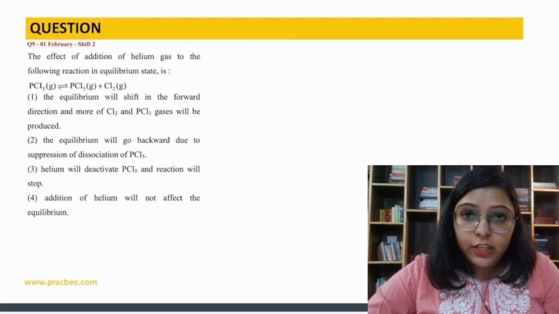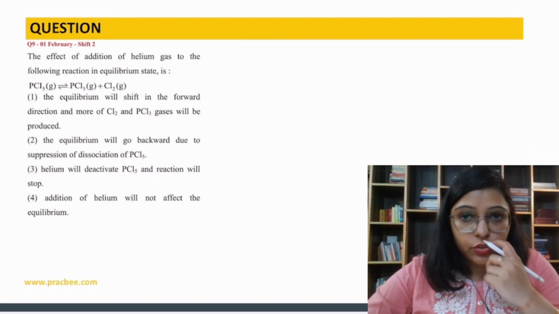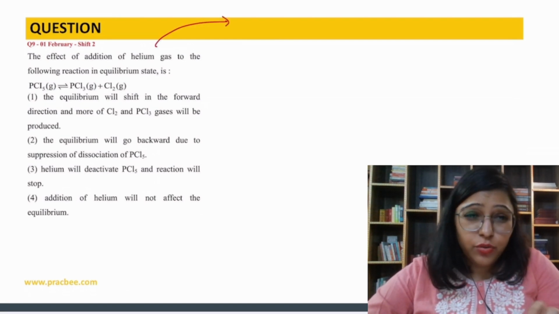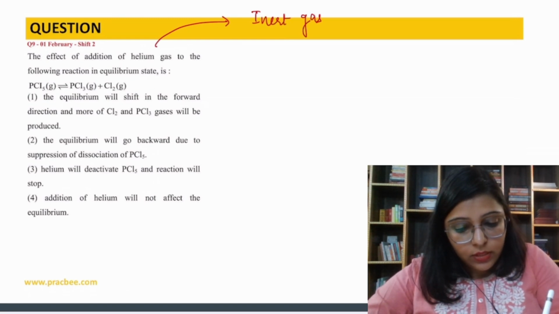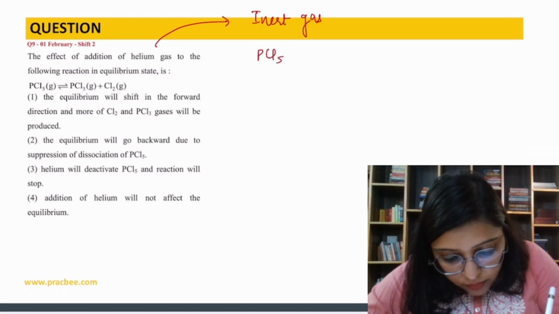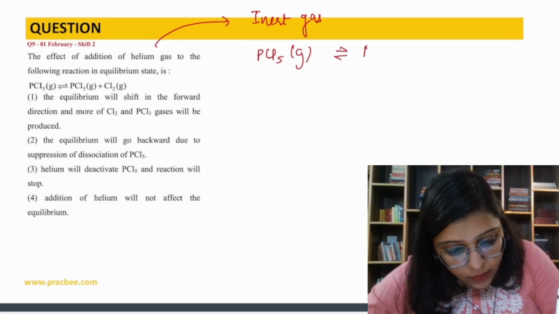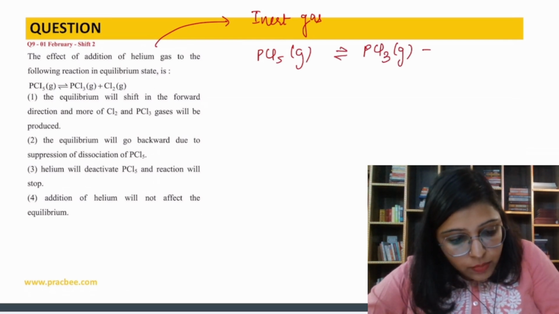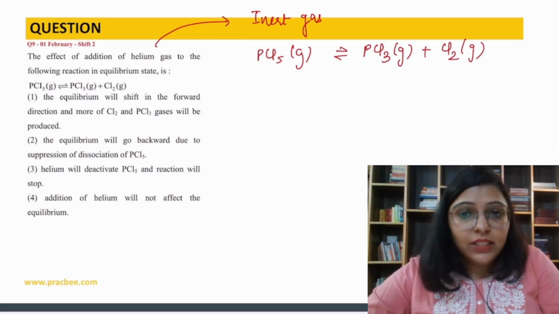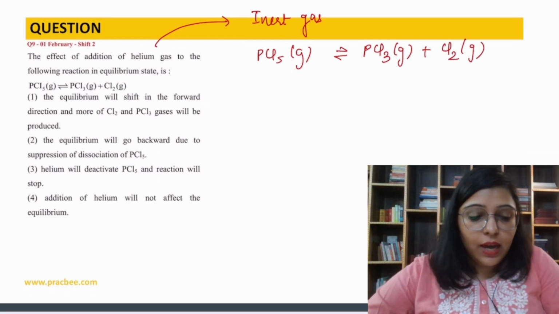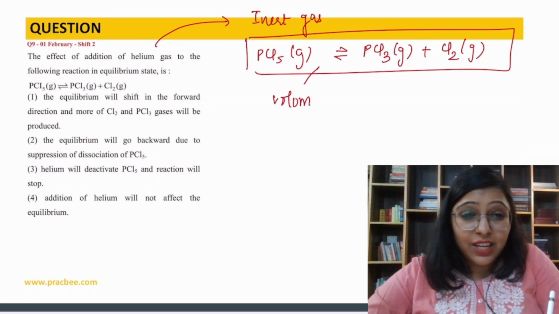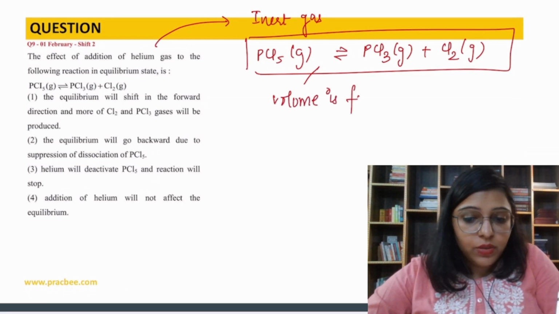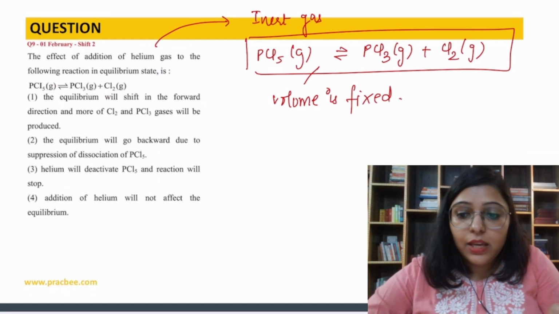The effect of addition of helium gas to the following reaction in equilibrium state. Addition of helium gas means inert gas. So PCl5 gas is in equilibrium with PCl3 gas plus Cl2 gas. Okay. Now for this reaction, I am taking the volume as fixed, because nothing is mentioned. Volume is fixed, nothing is mentioned.